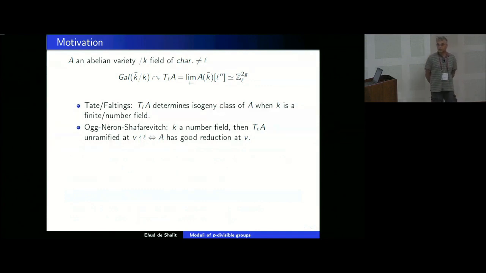As another example, we have the famous theorem of Ogg, Néron, and Shafarevich that says that you can learn where A has good reduction. In the case that K is a number field, you want to see if A has good reduction at v. You look at the representation, and provided v doesn't lie above l, the criterion is that A has good reduction if and only if this representation is unramified at v.